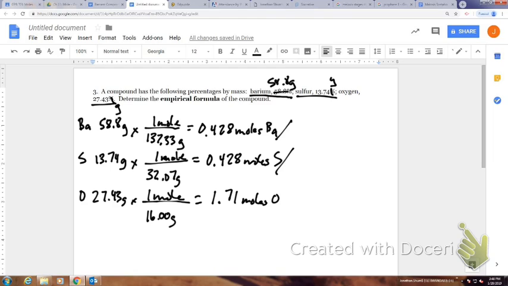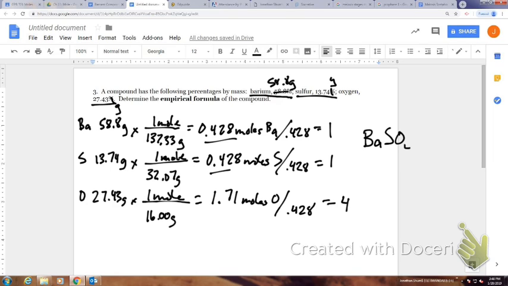So the next step in the empirical formula is, now that we have these moles, we have to get them into whole numbers. So we're going to divide by the smallest number of moles. The smallest number of moles is 0.428, so divide everything by 0.428. This will give us 1, 1, and then 1.71 divided by 0.428 equals around 4. So now we figure out the empirical formula. For every 1 barium, there's 1 sulfur and 4 oxygens. So that's our empirical formula.